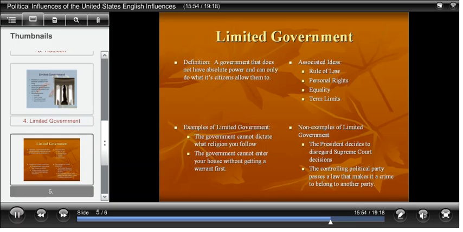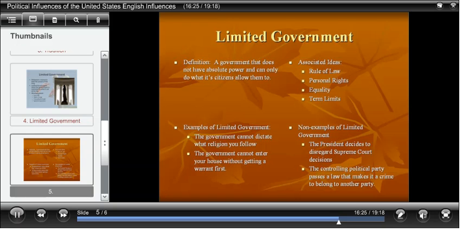Some examples of limited government include the fact that the government cannot tell you what religion you have to follow, or any religion whatsoever. The government cannot force that on you. Another example is the government can't enter your house without getting a warrant first. A warrant is simply a court-approved order that allows the authorities to enter into your property. So the courts themselves are actually a protection against government, and courts themselves are an idea of limited government.